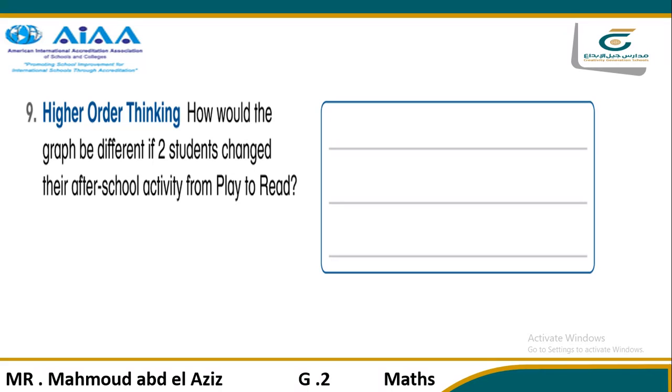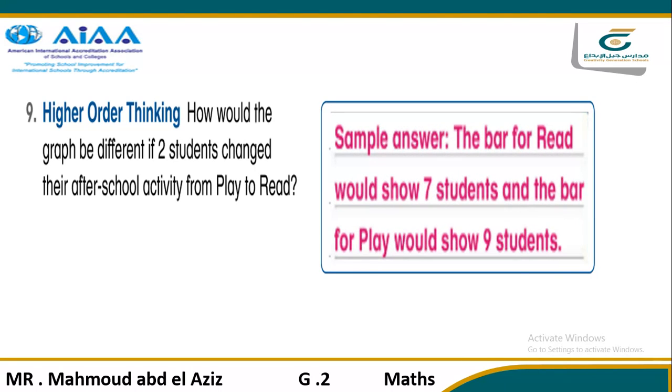Another question. How would the graph be different if two students changed their after-school activity from play to read? From play to read. Excellent. The bar for read would show 7 students. Remember, it was 5 students. If we add 2 students, it will be 5 plus 2, which equals 7 students. So the bar for read would show 7 students, and the bar for play would show 9 students. It was 11, and 11 minus 2 equals 9.